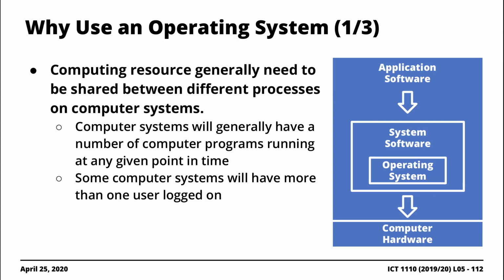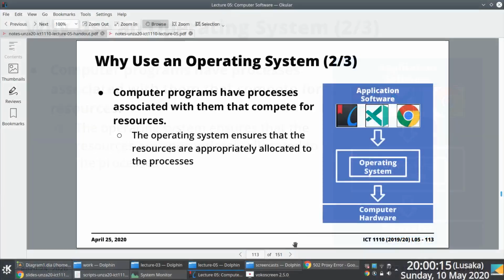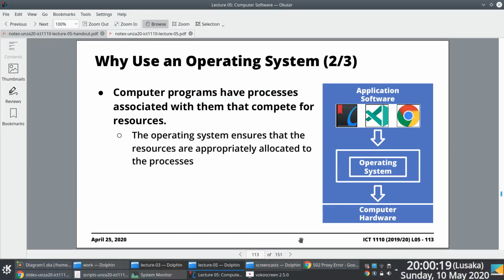And so you need an operating system to be able to share the resources amongst the different logged on users, right? All right, so it turns out really that when you have multiple instances of applications running, you generally have multiple processes associated with these individual applications, right?